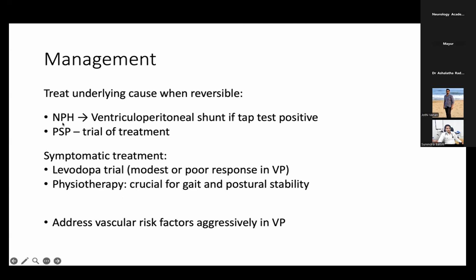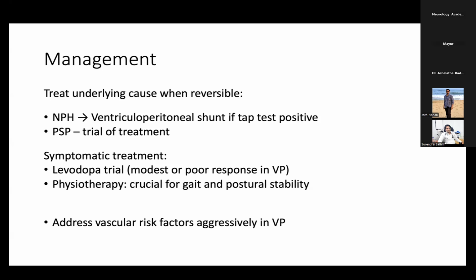We have to do ventriculoperitoneal shunting if the tap test is positive, and we have also seen data in which, even if the tap test is negative, ventriculoperitoneal shunting has been helpful in patients of NPH. And in case of the diagnosis of PSP, we can give a trial of treatment with levodopa. That is symptomatic treatment with levodopa. It also has a modest or poor response in vascular Parkinsonism.